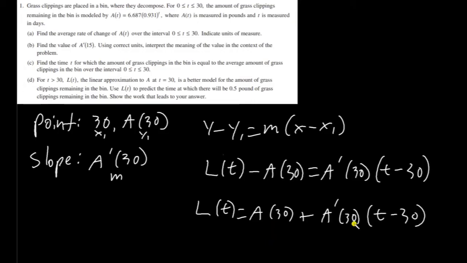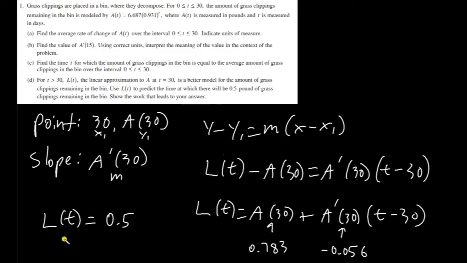We can figure out a of 30 and a prime of 30. If you plug it in your calculator, a of 30 is about 0.783, and a prime of 30 is about negative 0.056. But just for simplicity, I'll leave it as a of 30 and a prime of 30. Now we need to figure out when will there be half a pound of grass clippings remaining in the bin. L of t tells us how much grass clippings there is left in the bin. So if I want there to be half a pound left, I'll set L of t equal to 0.5, because that's when the amount of grass clippings in the bin equals 0.5.